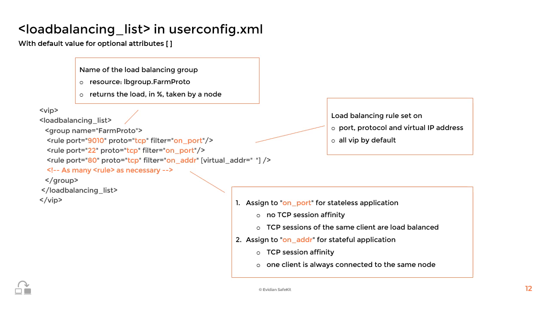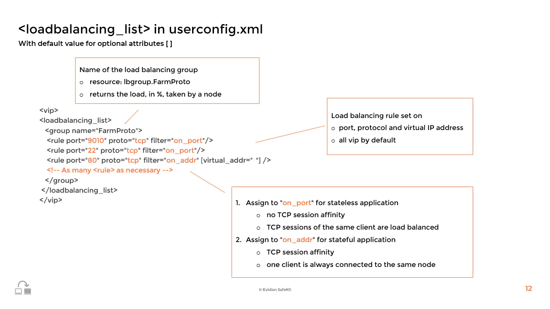On the contrary, for the TCP port 80, the filter is on ADDR, which means a filtering on the client IP address. In this case, the TCP sessions coming from a same client are not load balanced between nodes. They all go to the same node. We are in the case of a stateful application with TCP session affinity. Of course, TCP sessions coming from different clients can be load balanced between different nodes.